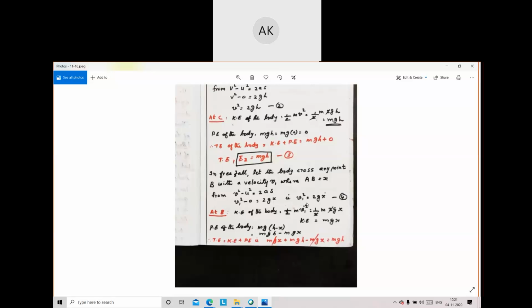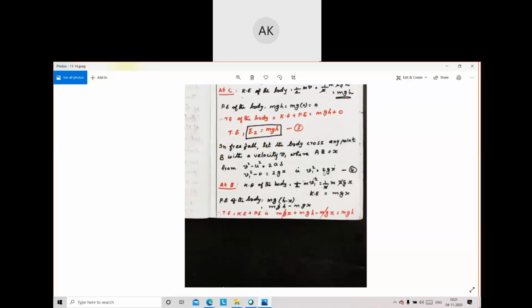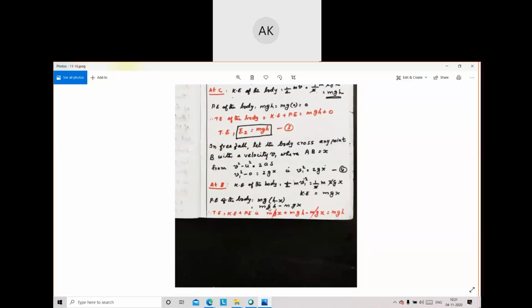So what is v1 square? Equal to 2gx. That is v1 square, and that value we have to substitute. Kinetic energy equal to half m v1 square. So half into m into v1 square, which is 2gx. 2 and 2 get cancelled, we get mgx. Kinetic energy equal to mgx. What is potential energy? Mg into h minus x. So what is total energy, which is mechanical energy?